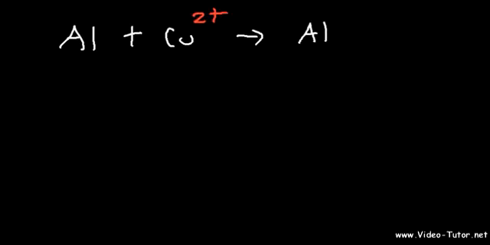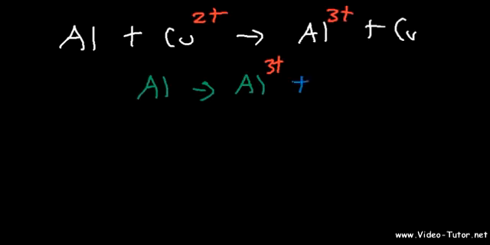Let's try another example. Al plus Cu 2 plus and Al 3 plus Cu. Now this reaction isn't balanced because the charges are different, even though the number of atoms are the same. So let's start with aluminum. We need to add 3 electrons to the right side to balance the charge for aluminum. So that's it for that half reaction. And this half reaction is known as oxidation.